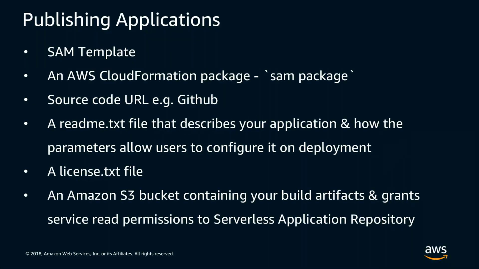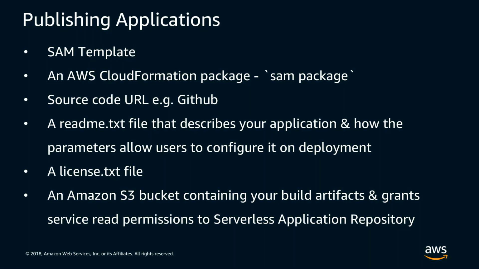What are the things that you need to publish applications into the repository? You need your SAM template, your AWS CloudFormation package, which you get through doing SAM package. You need your source code URL, e.g. your GitHub page. You need a README that describes your application.